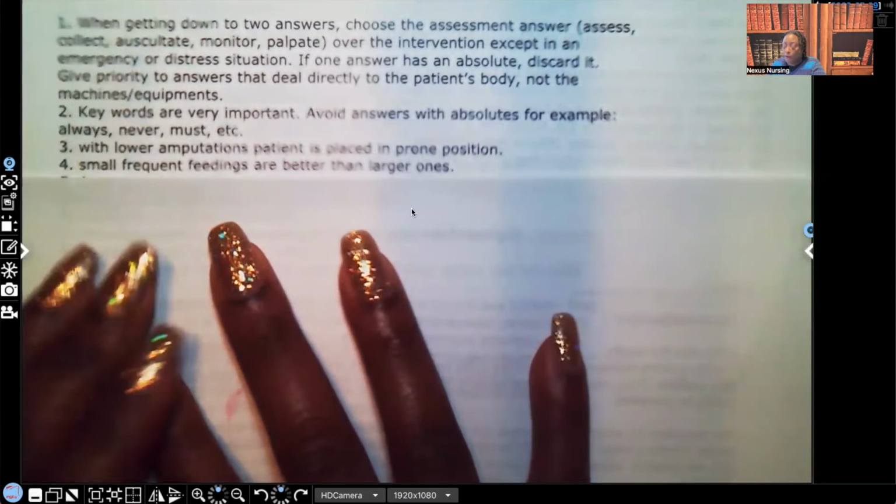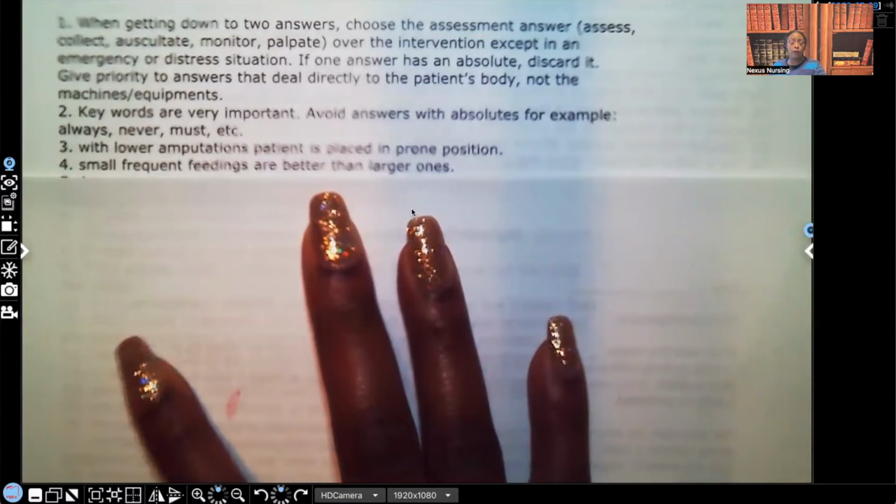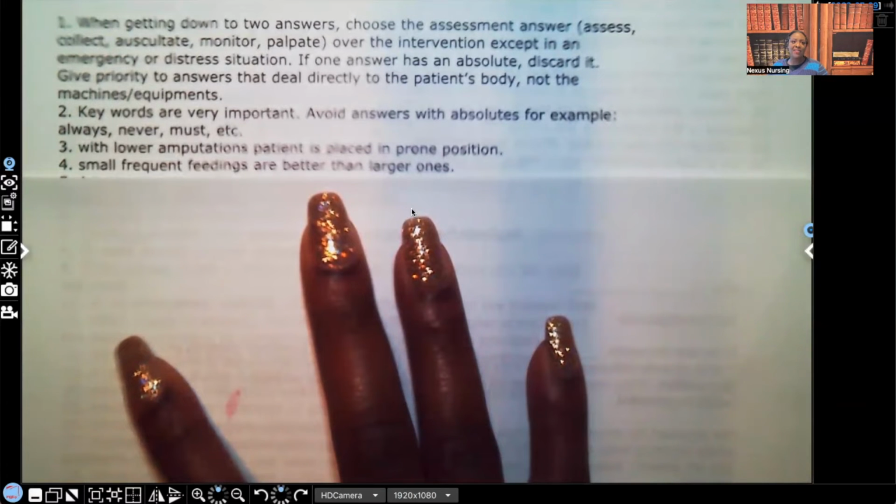Number 4, small frequent feedings are better than larger ones. Absolutely, small frequent meals. Why? Because small frequent meals decrease the risk of GI irritation, such as that patient being nauseous, wanting to vomit, having abdominal distension, right? It decreases the risk of that happening. So you always want, not always, but for the most part, smaller and more frequent meals than 3 large meals.